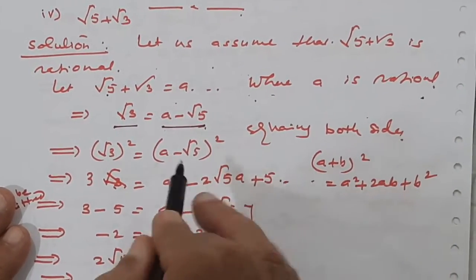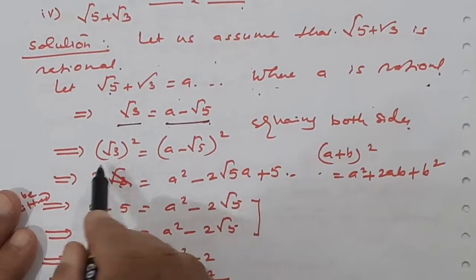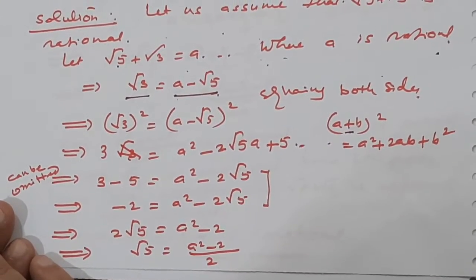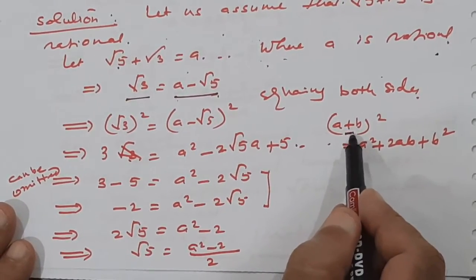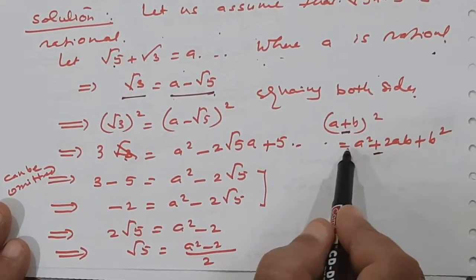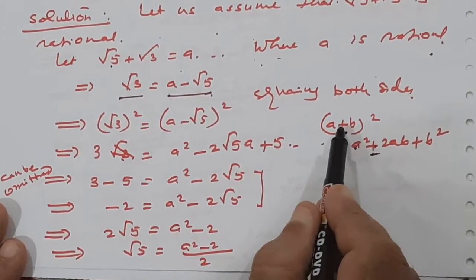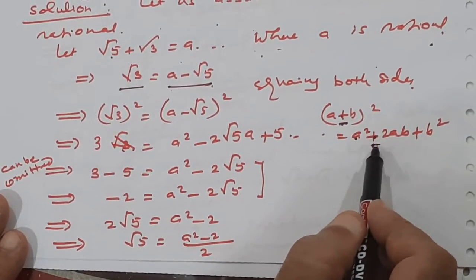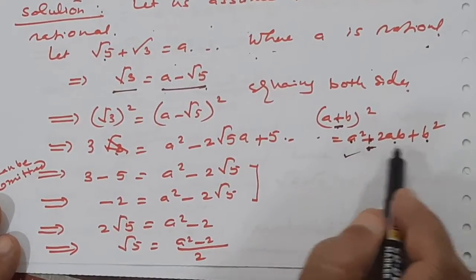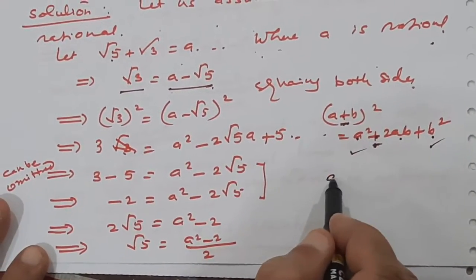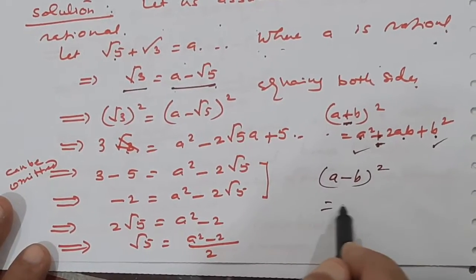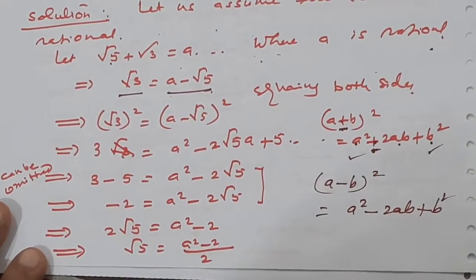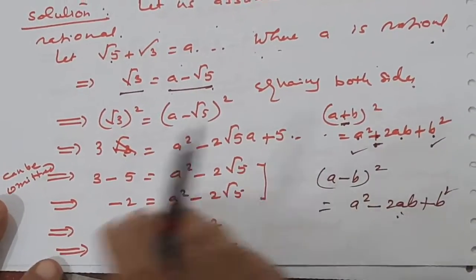Squaring both the sides. Now we have to square it here. So I have shown you here a square. And I am using a plus b or a minus b whole square. When a plus b or a minus b whole square is there, what is the formula? A square plus or minus 2ab plus b square. If it is plus, here plus will come. If it is minus, here minus will come. A square and b square are positive. We can write like this also: a minus b whole square is equal to a square minus 2ab plus b square. And there is no need to write this. This is for your guidelines.